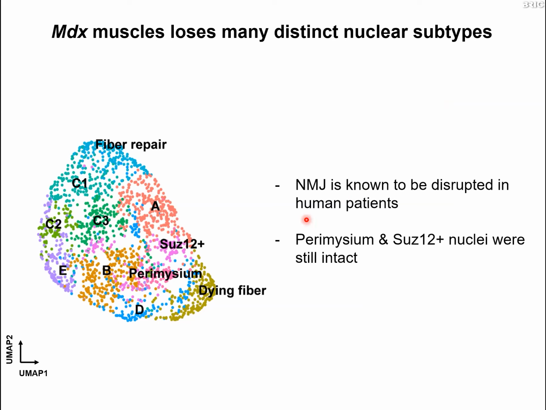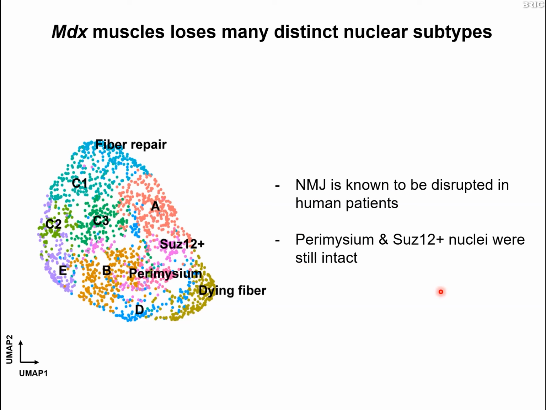And quite interestingly, it has been shown that the NMJ is histologically disrupted in MDX mice as well as in human patients. And probably our analysis is reflecting this aspect at the molecular level. But I nonetheless want to stress that this loss of nuclear subtypes was specific to some degree, because other nuclear subtypes such as perimysium or Sus2-positive nuclei were still intact and identified in this analysis too.